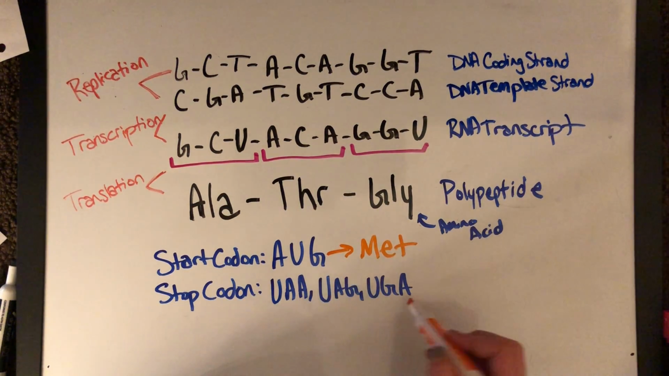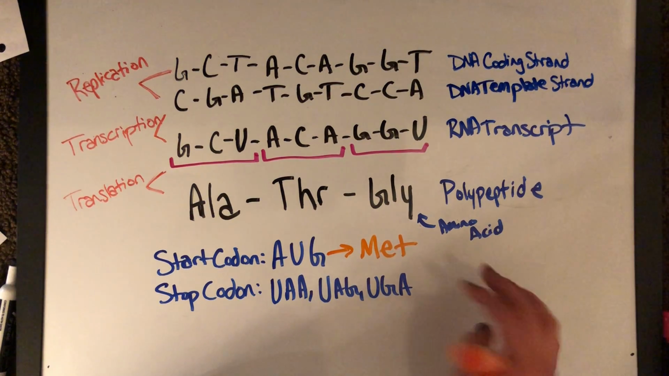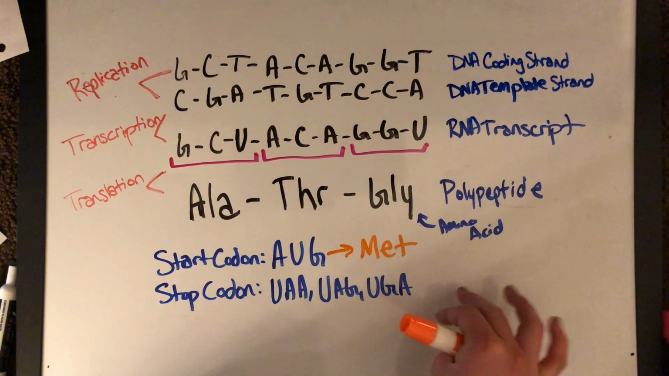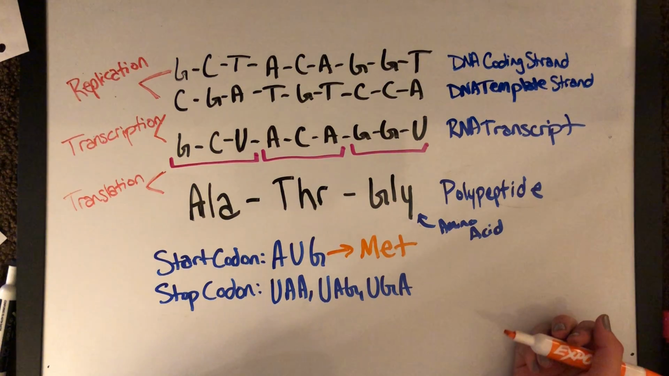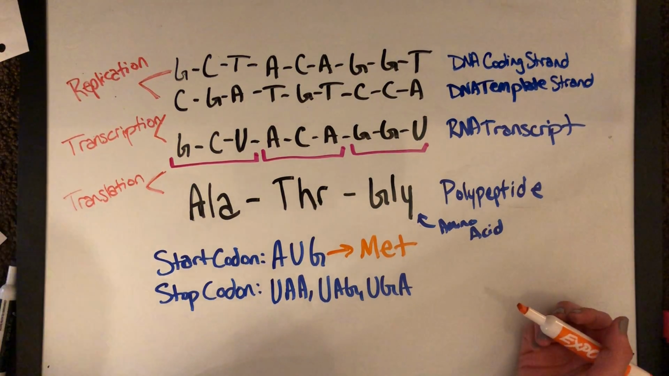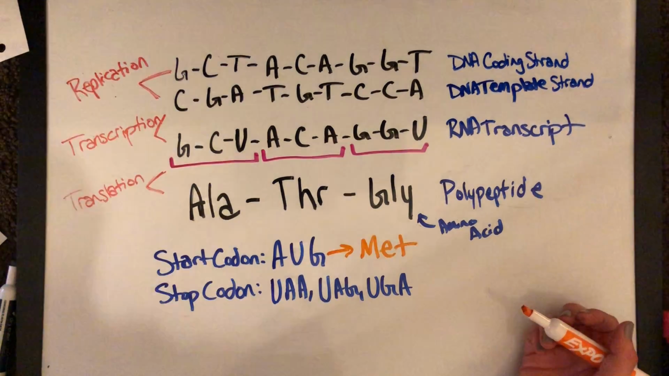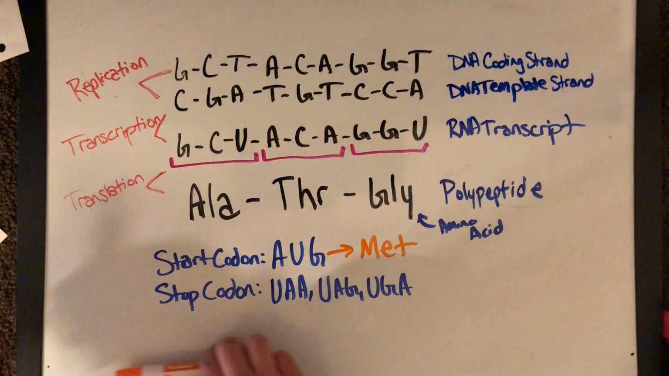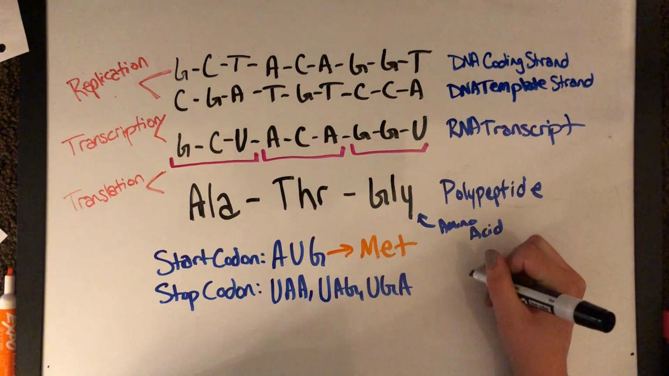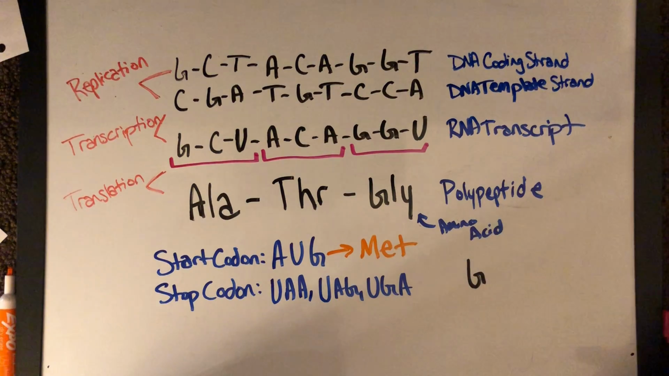The stop codons do not code for an amino acid. They just say to stop protein synthesis. So overall, in our chart, we have 64 codons. That's a G, sorry.